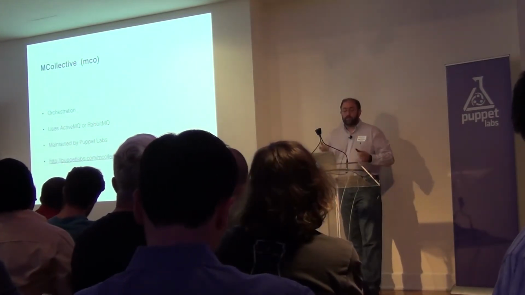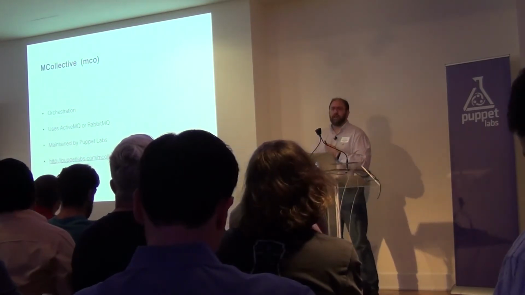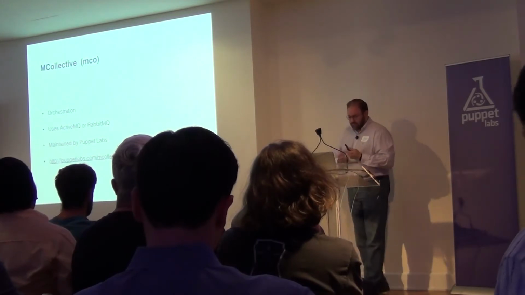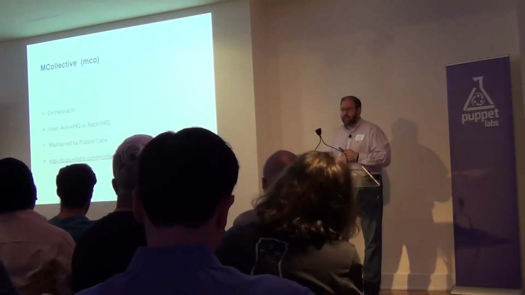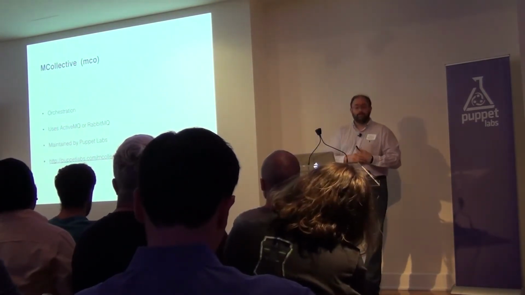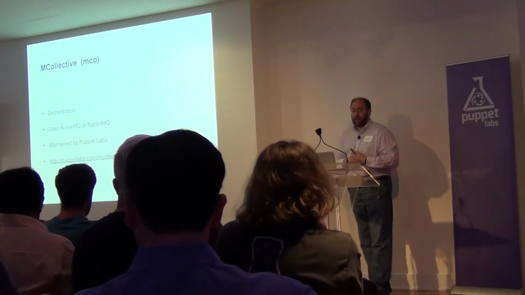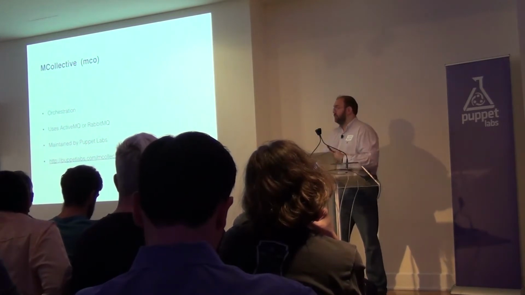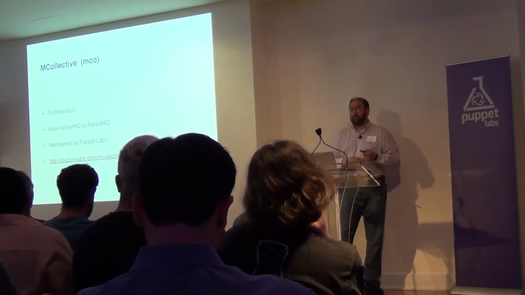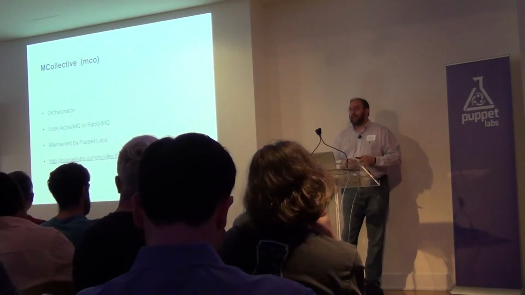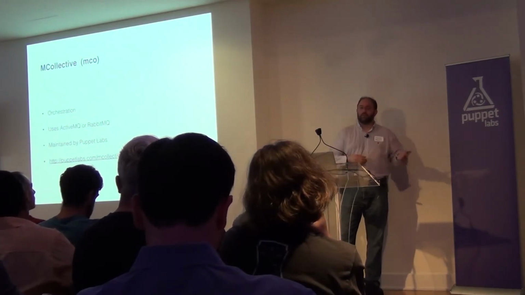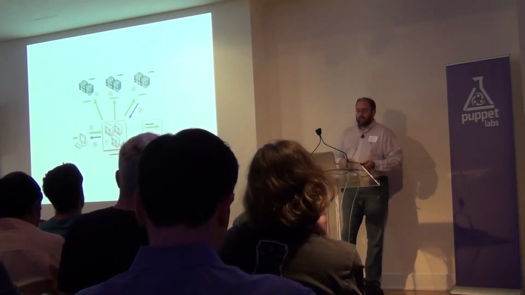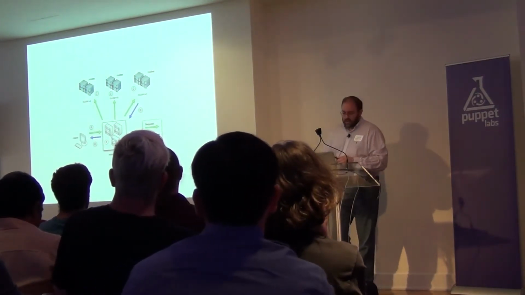So mCollective, I'm using the abbreviation MCO, and actually the command line for it is MCO as well, so you'll see it. It's for orchestration. It's actually maintained by Puppet Labs, and it uses ActiveMQ or RabbitMQ as a middleware to do the communication to the nodes. Everything is actually outbound communication, which is really handy because you don't actually have to know your servers' names to go ahead and talk to them and control them. And this is actually from the documentation.